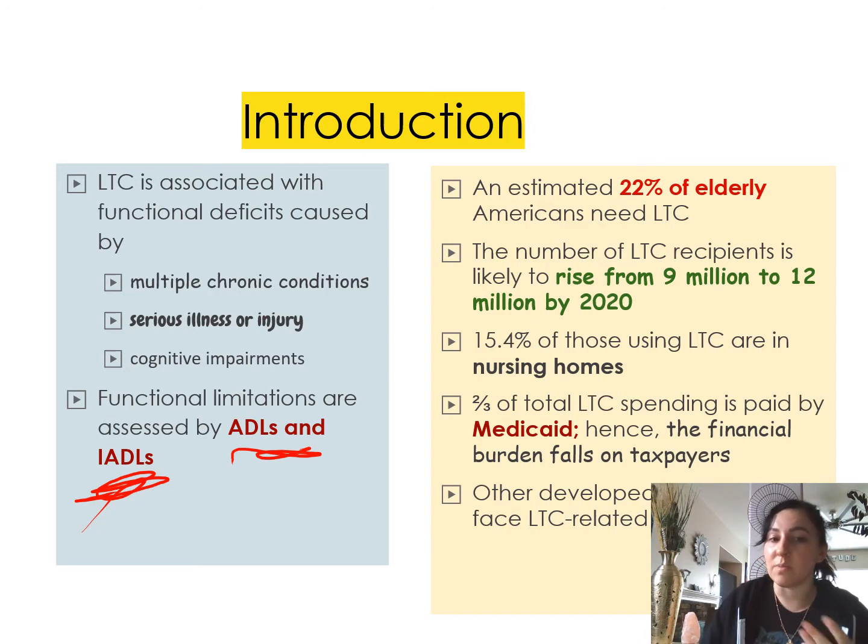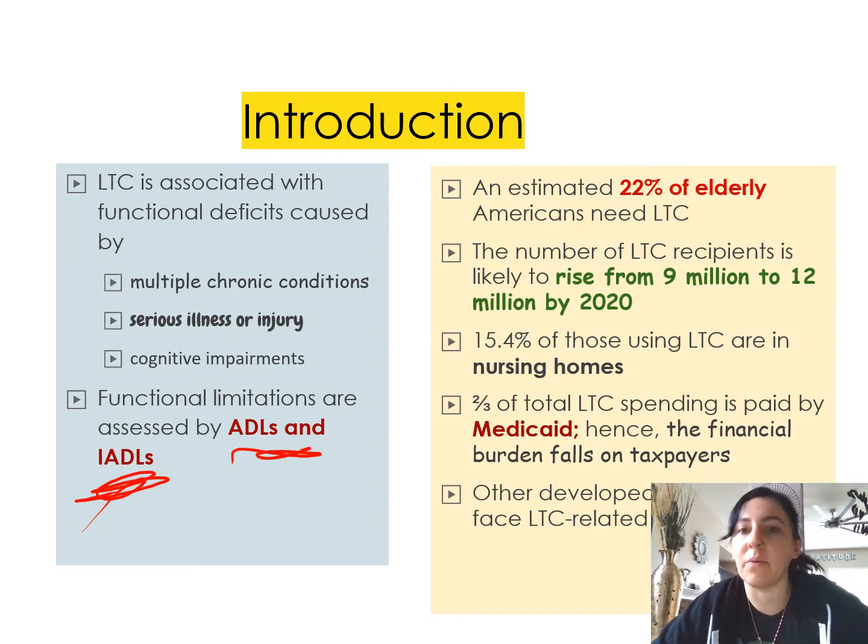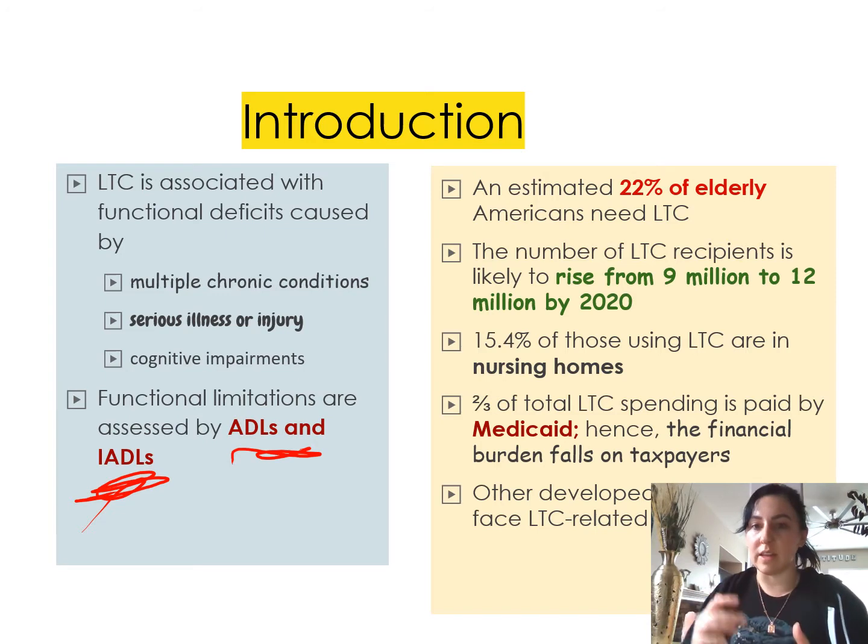We'll use the instrument, so they'll use the activities of daily living, or the instrumental activities of daily living. Anyway, there is an estimated 22% of older adult Americans that currently need long-term care services. And this number is supposed to rise. I think this year we should be hitting 25% of our older Americans requiring long-term care services.